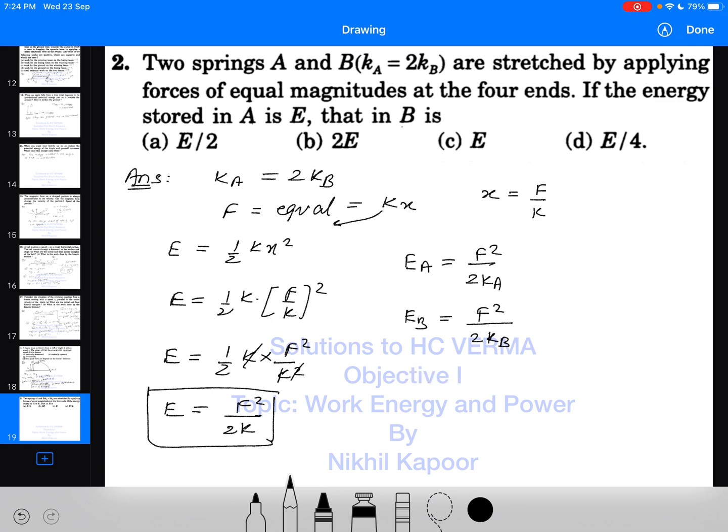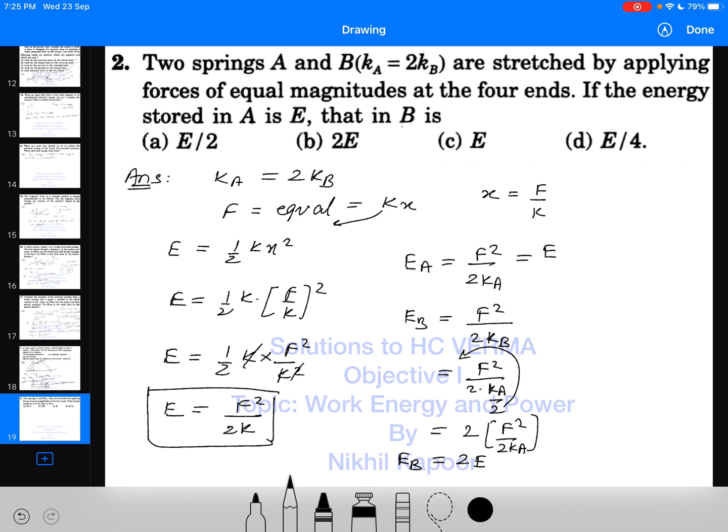While it is said here ka is 2 times of kb. Okay, so if E is the energy stored here, I can write this as F square upon 2 into, in place of kb I will write ka upon 2, and this 2 will go there. So it will be twice of F square upon 2ka, which is twice of the energy stored in spring A.